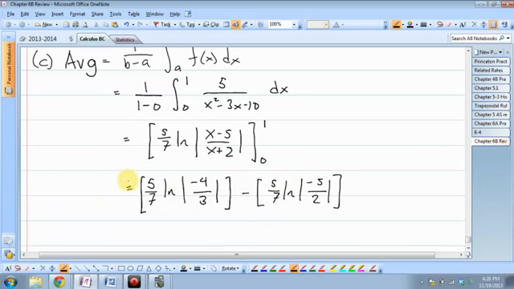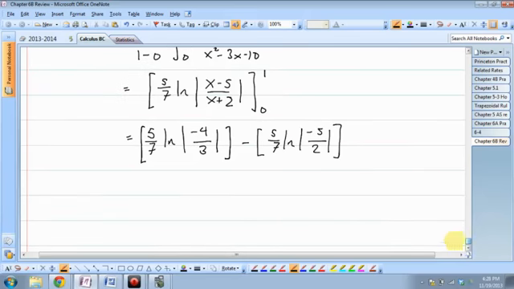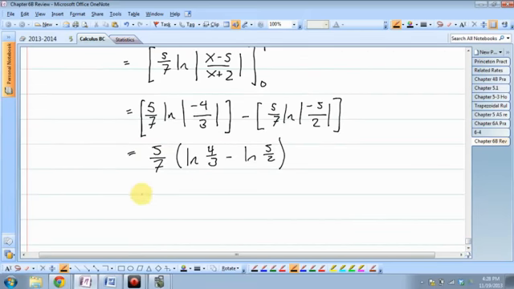Okay, so let's see. We can factor out a 5/7 from both of these, right? Right. 5/7 natural log of 4/3 minus natural log of 5/2, which is 5/7 natural log of 4/3 over 5/2, which is 5/7 the natural log of 8 over 15.